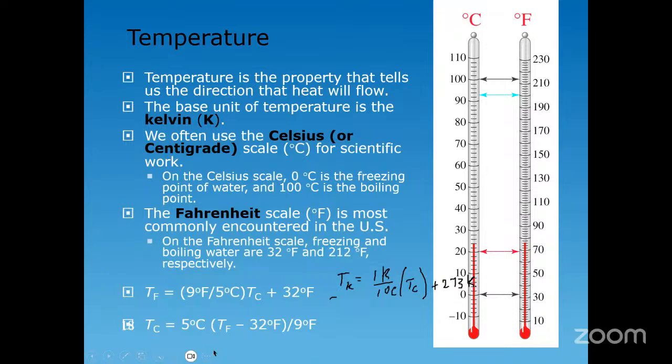And then in terms of the relationship between the temperature in Kelvin and the temperature in Celsius, unfortunately, I did not include it in the slide, so I've written it right here. TK is the temperature in Kelvin, and that is equal to 1 K over 1 degree Celsius times TC plus 273 Kelvin, and that gives you the equivalent value of the temperature in Kelvin, if you're given the value in Celsius.